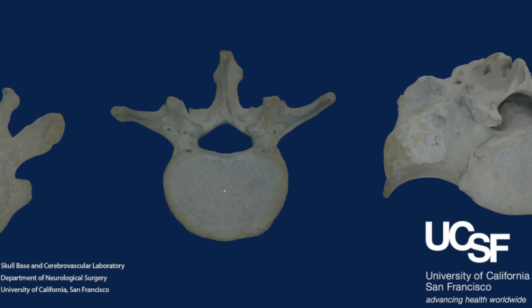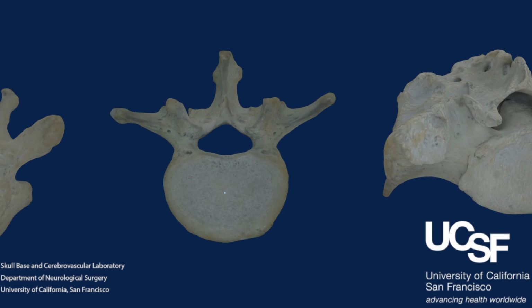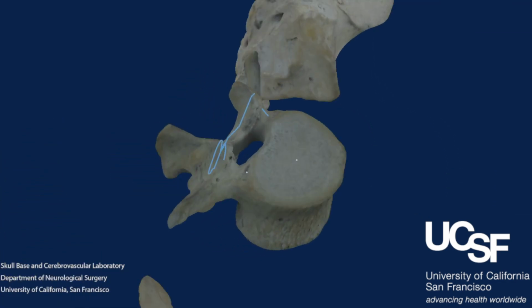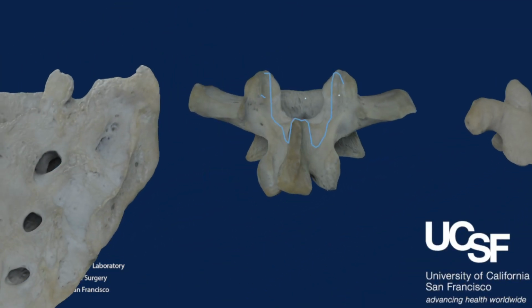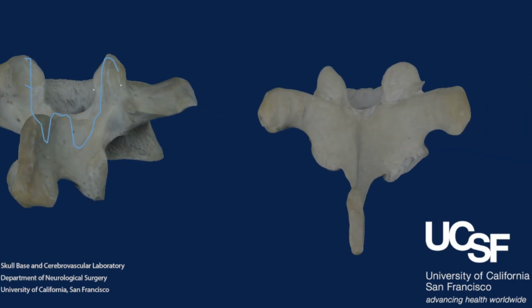is going to be connected by two bridges, which are the pedicles, with a structure that has more of a triangular shape named the vertebral arch. The vertebral arch encompasses different processes. This is better visualized from a posterior perspective.